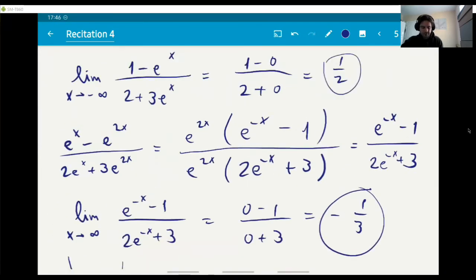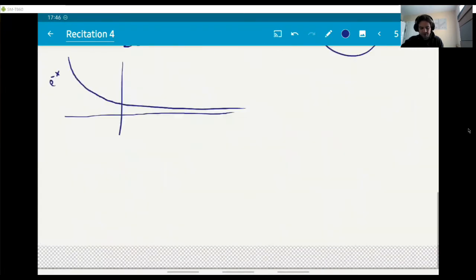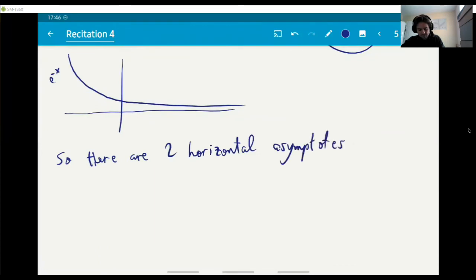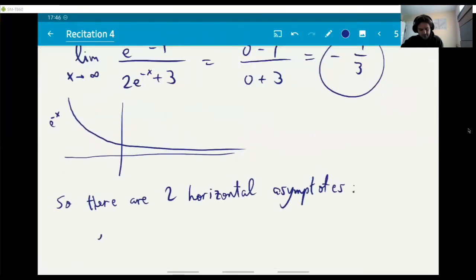Very cool. We found those two values. Why were we finding these values? Remember that the problem wanted us to find the horizontal asymptotes. We found two values. That means there are two horizontal asymptotes. At those particular two values, y equals 1/2, y equals minus 1/3. It's always y equals the value because it's supposed to be a horizontal line.